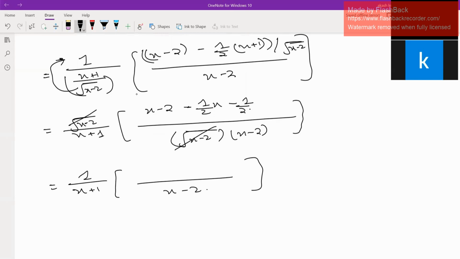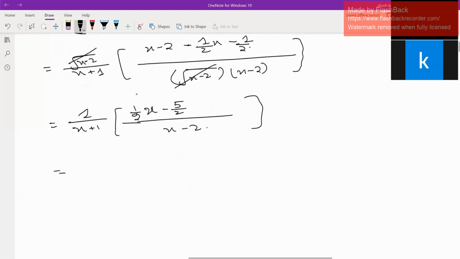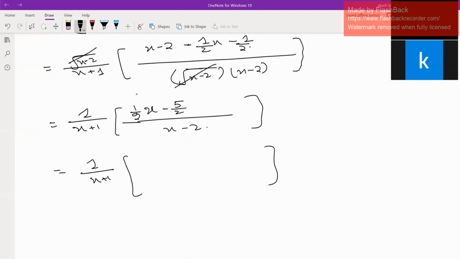x minus half x will be x only. No, it will be half x, right? x minus half x will be half x, yes. And minus 2 minus 1 by 2, minus 2 minus half will be minus 5 over 2. And then we have 1 over x plus 1. Taking half common, it becomes x minus 5 inside, divided by x minus 2.